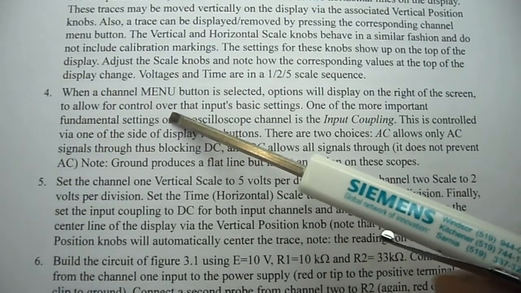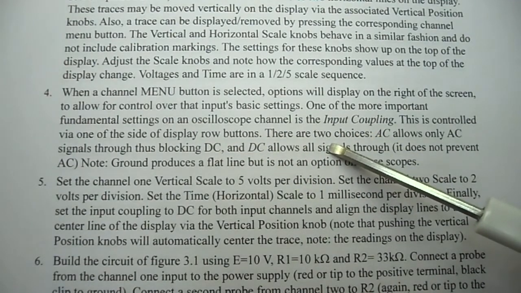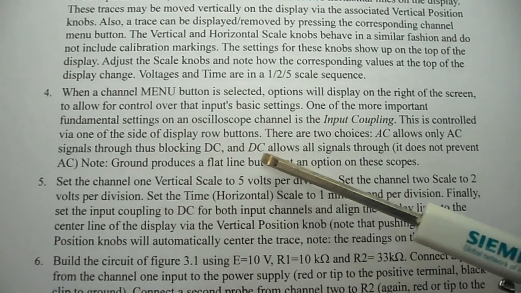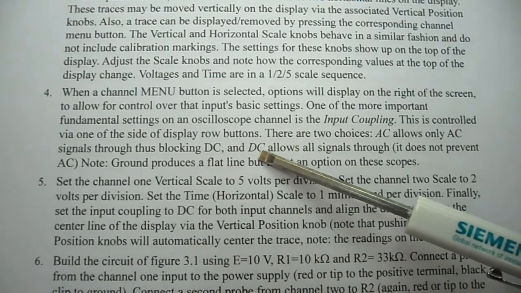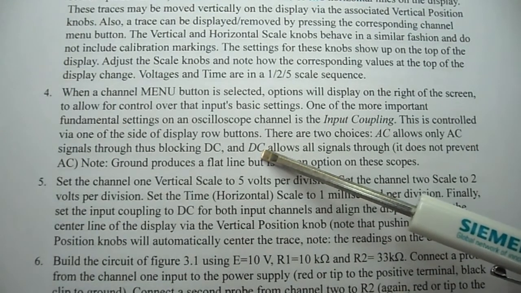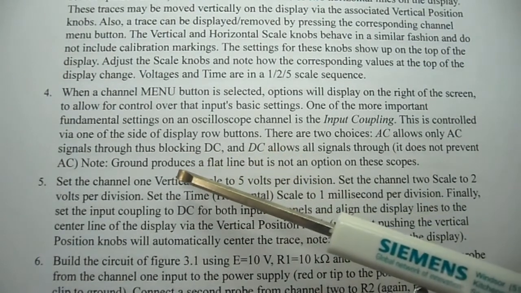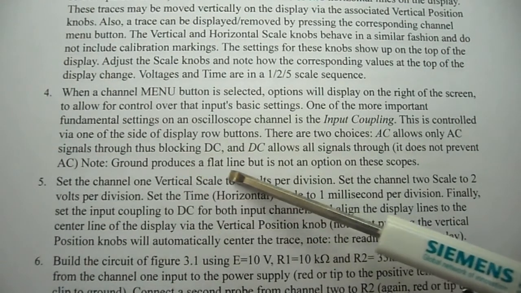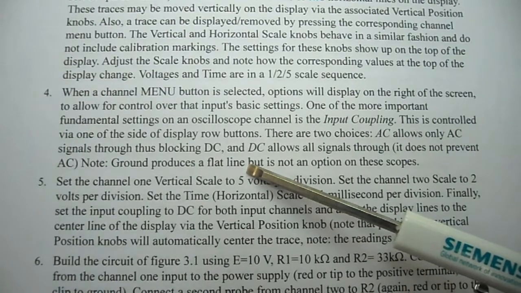So under procedure, step number 4, we're going to select the channel input coupling. There's basically two choices. There's AC only, or there's DC, which also allows the AC to go through. So our sine wave can have a DC offset, and sometimes we don't want to see the DC offset, so we can disable it on our oscilloscope. Also, a lot of oscilloscopes have a third option to produce a ground or flat line. This is not available on our oscilloscopes, but it was on older oscilloscopes so that you could find the line if it went off the top or bottom of your screen.